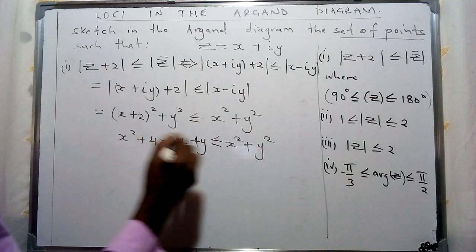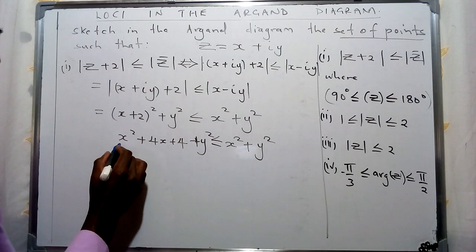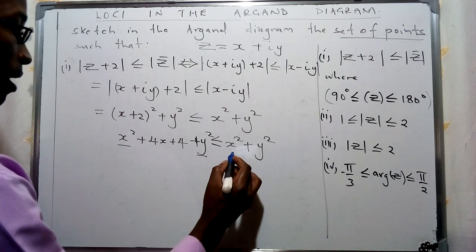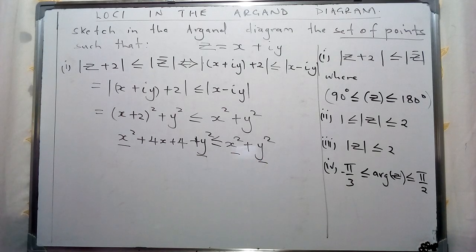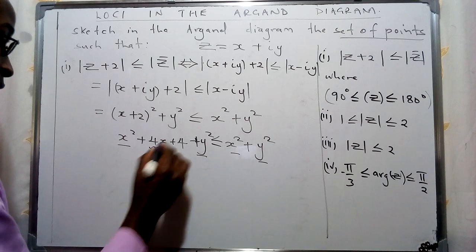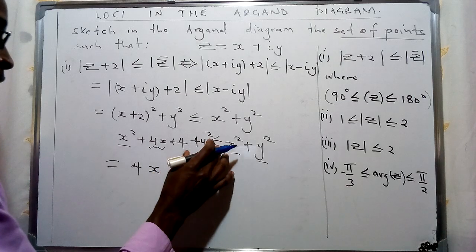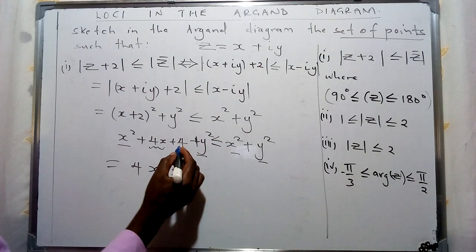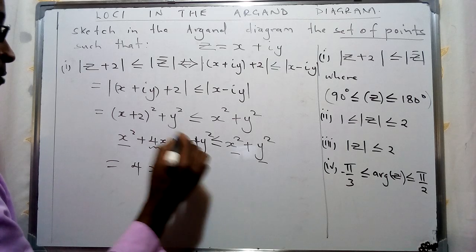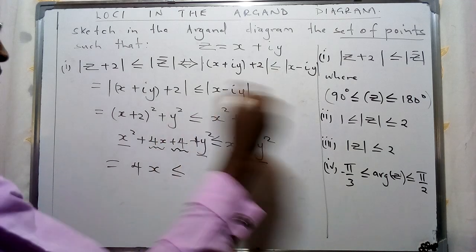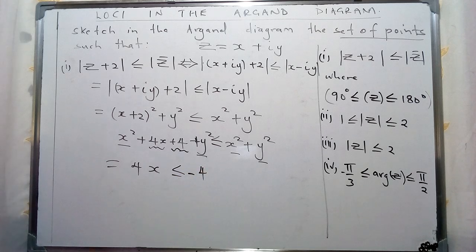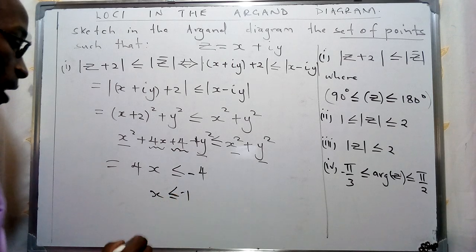If we look at this specific case, we have the terms x squared and y squared represented on both sides of the equation. Therefore, we'll do a rearrangement to obtain the term 4x, which is going to be smaller than or equivalent to... So we take this 4, which is a numerical number, to the other side of the equation, and it forms negative 4. So we will have the value of x smaller than or equivalent to negative 1.